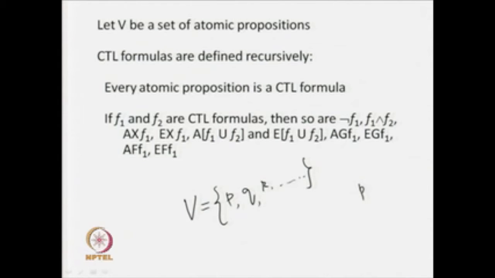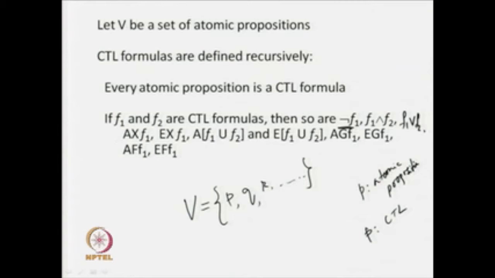So, if P is an atomic proposition, in this case we will say that P is also a CTL formula. Now, for all atomic propositions we are going to get CTL formulas. Now, consider that we are having two CTL formulas F1 and F2, because recursively we are going to define it. Then we are going to say that not F1 is also a CTL formula, F1 and F2 is also a CTL formula. Similarly, we can say that F1 or F2 is also a CTL formula.